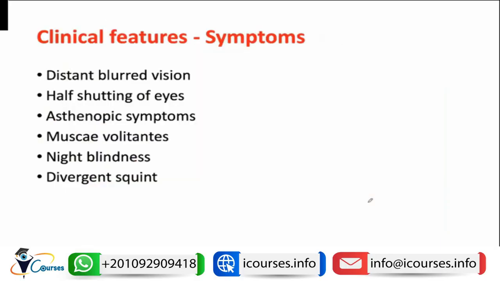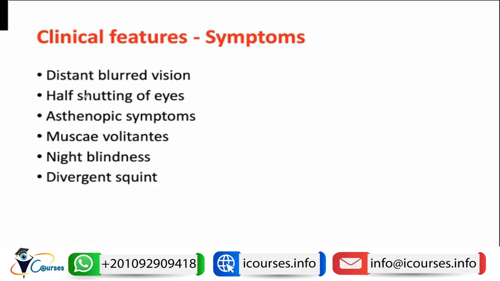So what will be the complaints of a patient who has myopia? The patient will report that he has a distant blurred vision. So these patients will see the near-sighted objects very clearly. However, they will have a problem with seeing the distant images.